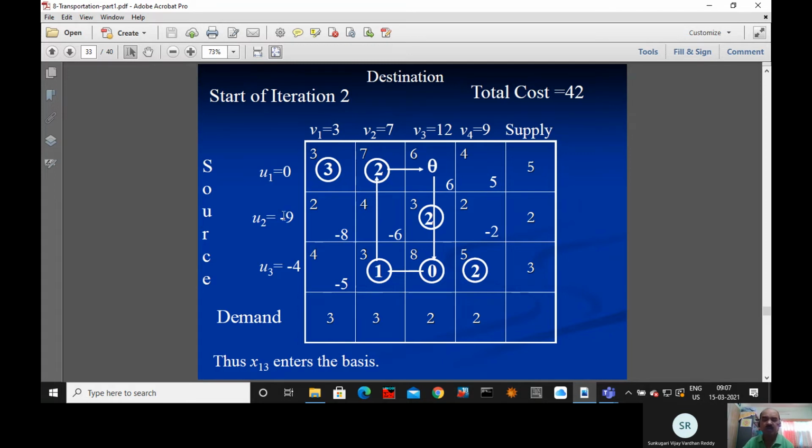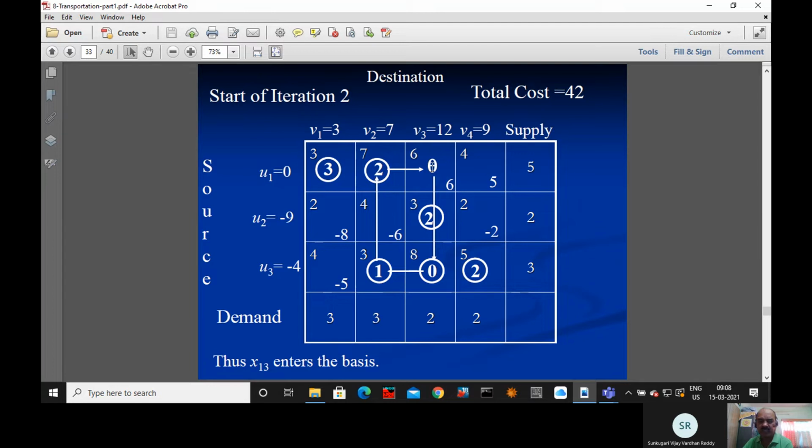So again, we form a loop. So theta is the entering variable. So theta with respect to cell x13, that is the entering variable. Now we have to check which is the departing variable. So we have to make a closed loop.